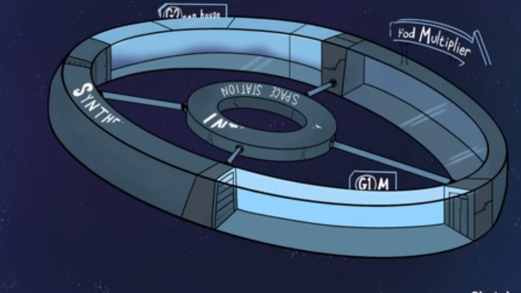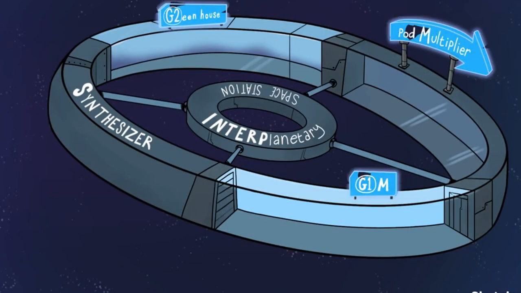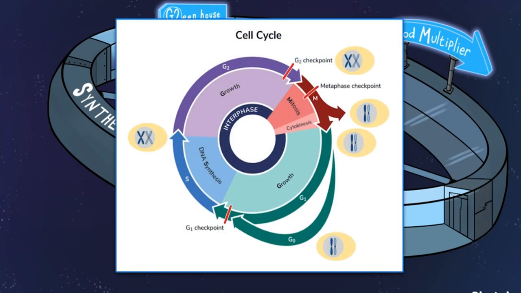The cell cycle is a series of events where a eukaryotic cell grows, replicates its genome, and then undergoes division. The cell cycle has two main parts, interphase and the mitotic, or M phase. A cell spends most of its life in interphase. Interphase is further divided into G1, S, and G2.